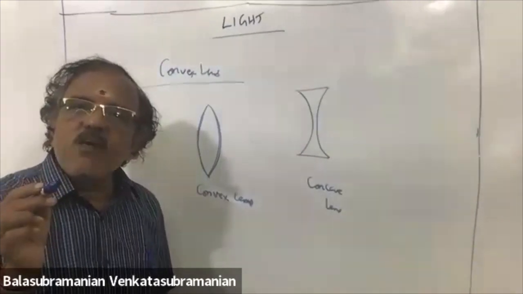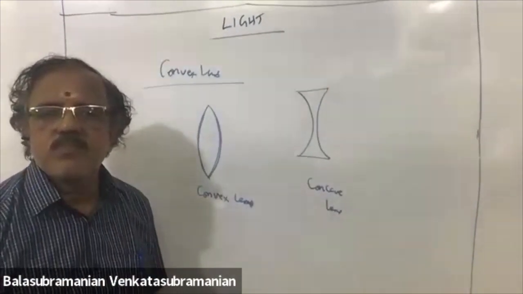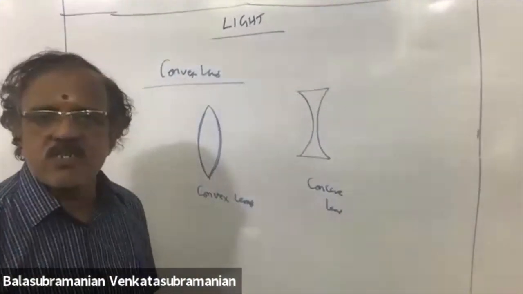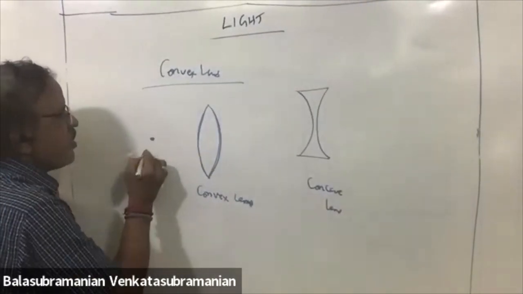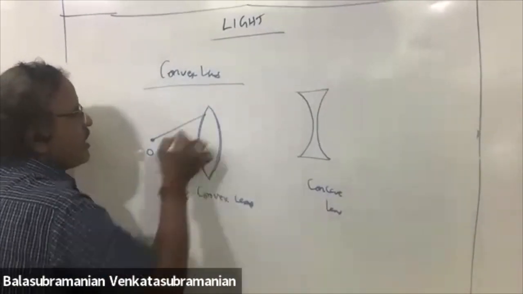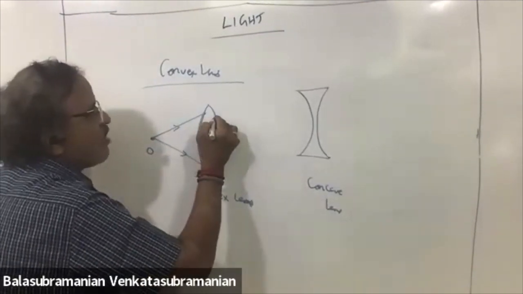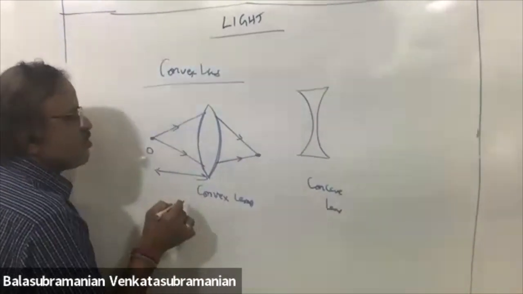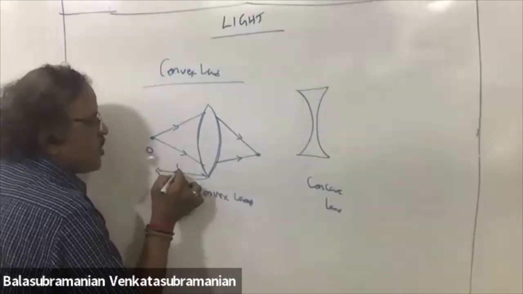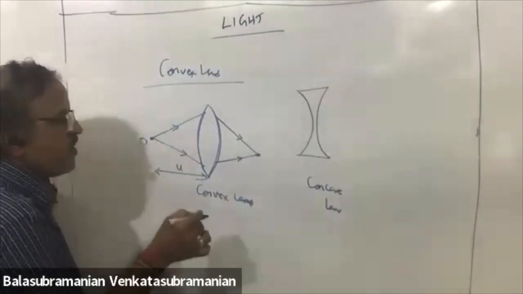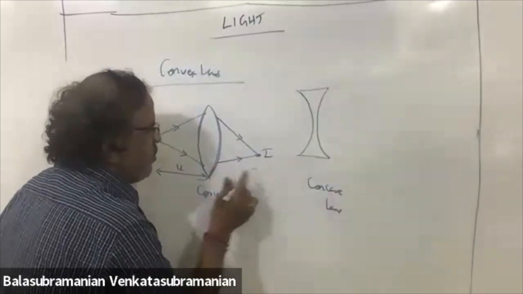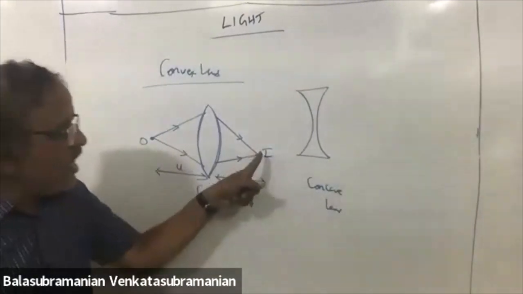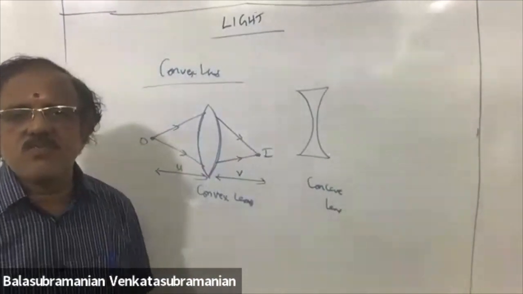Sir, concave mirror we have seen, real image. Like that, convex lens also forms a real image. Suppose you have a source of light, an object. Light is incident. After refraction, it is brought into focus. Distance between object and the lens, we call it as U. Distance between lens and image, we call it as image distance V. So real image you are getting in convex lens.